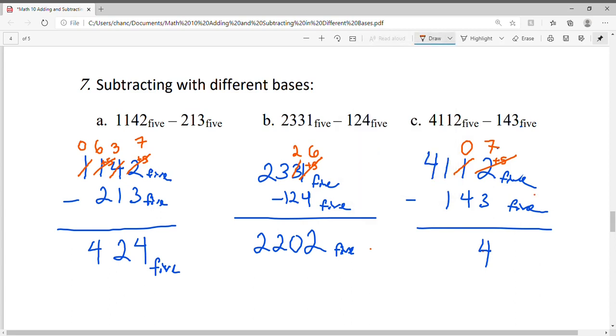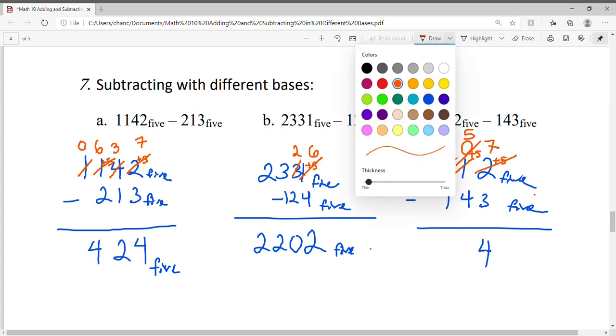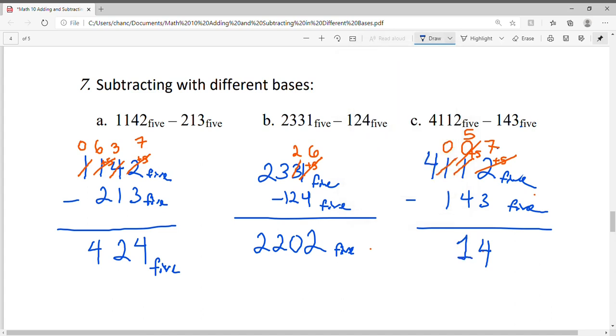Now 4 cannot be taken away from 0, so we'll have to borrow from the 1. This 1 becomes a 0, then you'll have to add the 5 to the 0. Well, that makes this a 5. So 5 minus 4 gives me 1.